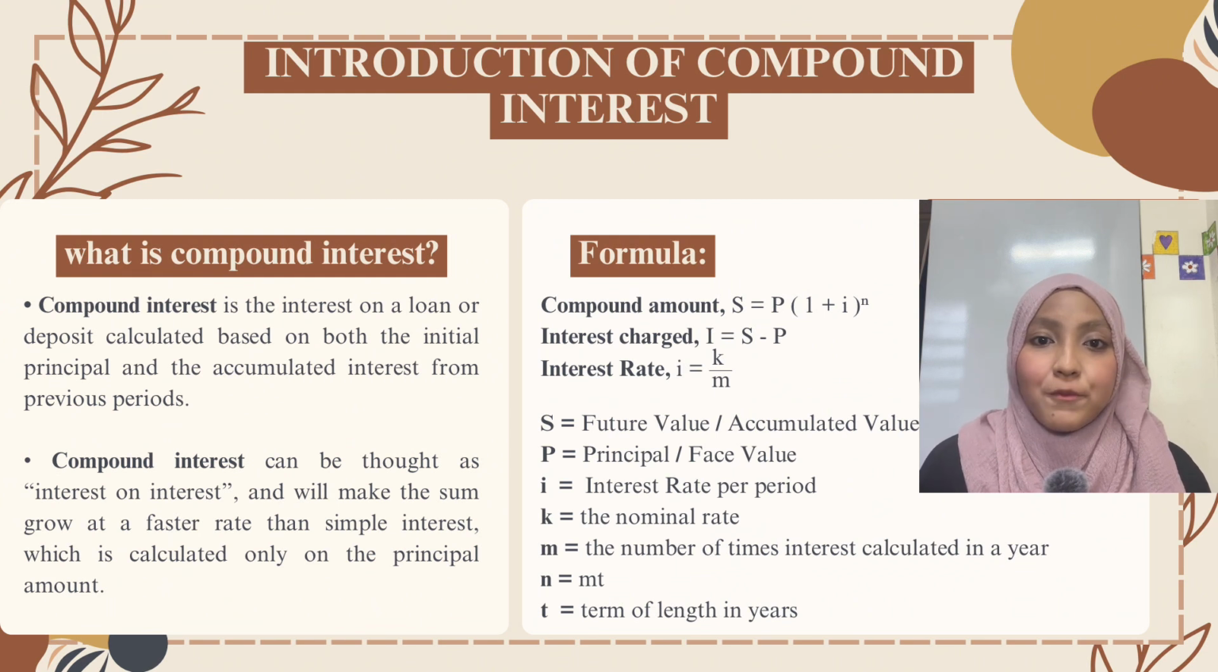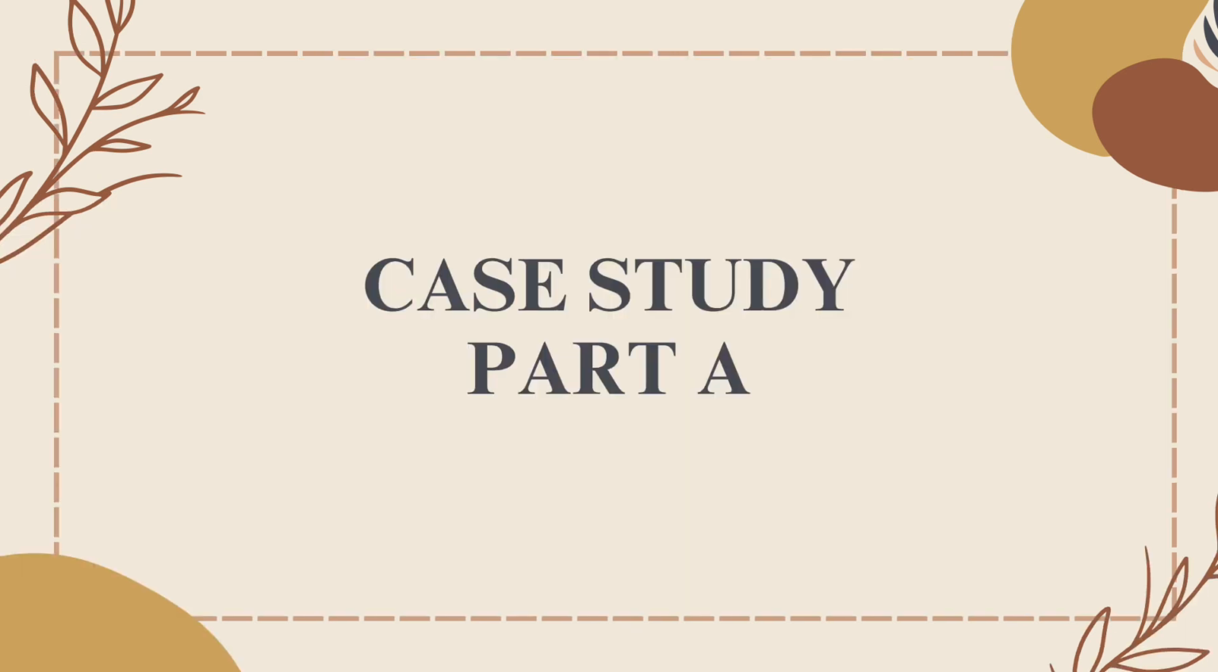The compound interest formula is S equals P (1 plus i) to the power of n, and the formula for interest charge is I equals S minus P, and the interest rate i equals k over m. S stands for future value or accumulated amount. P stands for principal or face value, which is the amount that you borrow or the amount of money that you deposited or invested. i stands for interest rate per period. K is the nominal rate. M stands for the number of times interest is calculated in a year. And last but not least, T stands for the term or length in years.